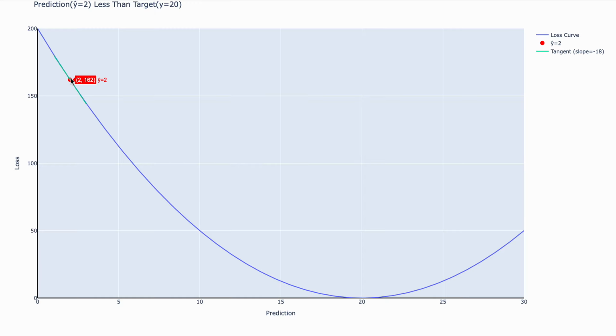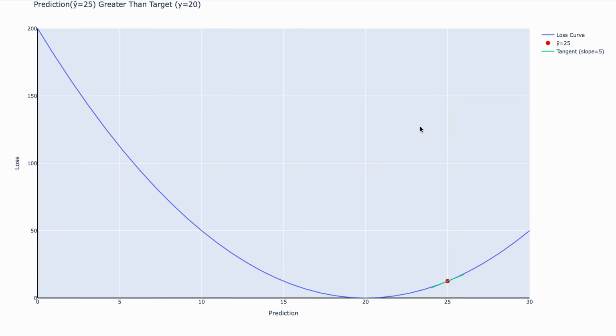We haven't got to gradient descent, which tells them by how much they should update their value, but at least the weights now know that, hey, the prediction is really low. We need to increase the value, okay? So I hope that makes sense. Now, let's look at another example.